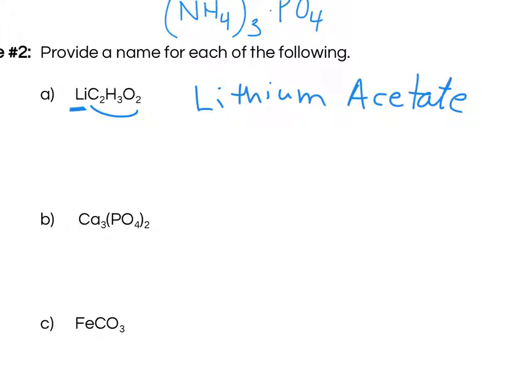All right, next. So here again, I can see that I have a polyatomic ion, so I'm going to go take a look at my chart and see what that's called. And when I look, I see that it's called phosphate. Calcium is also a monovalent metal, so this would simply be referred to as calcium phosphate.